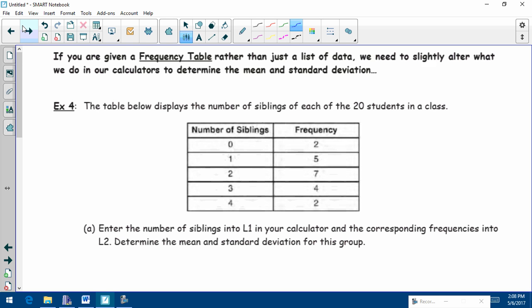In example 4, it says the table below displays the number of siblings of each of the 20 students in a class. So a frequency list tells you how many times, rather than being redundant and listed all the time, it tells you how many each response was answered. So like 0 siblings with a frequency of 2 would be a 0 and a 0. And then 5 ones, 1, 2, 3, 4, 5, 7 twos, etc. We could enter all of those into L1 like that, or the calculator has a way of putting these in L1 and these in L2.